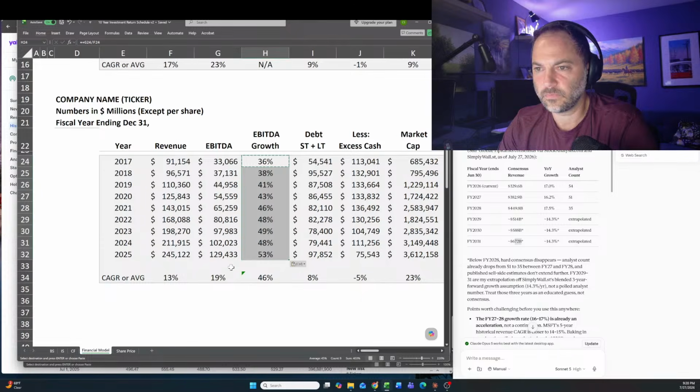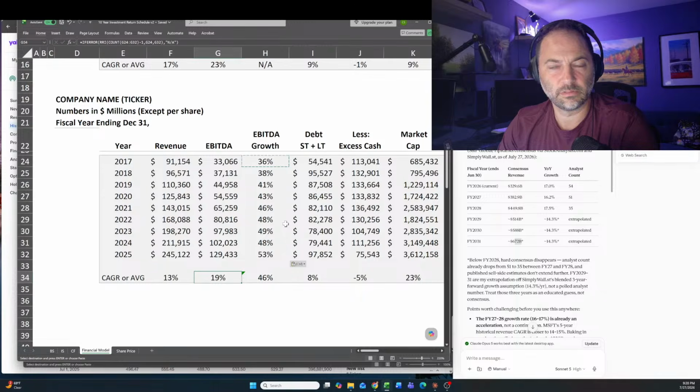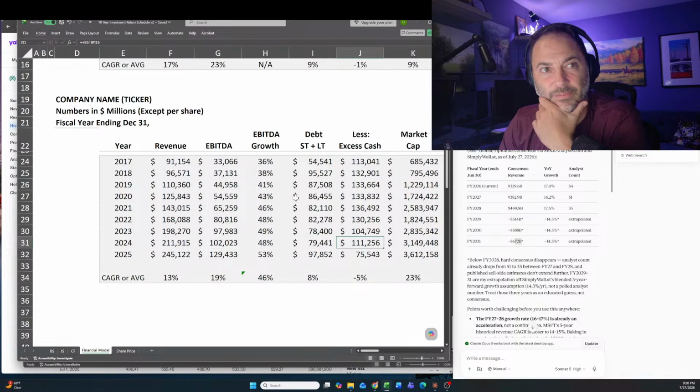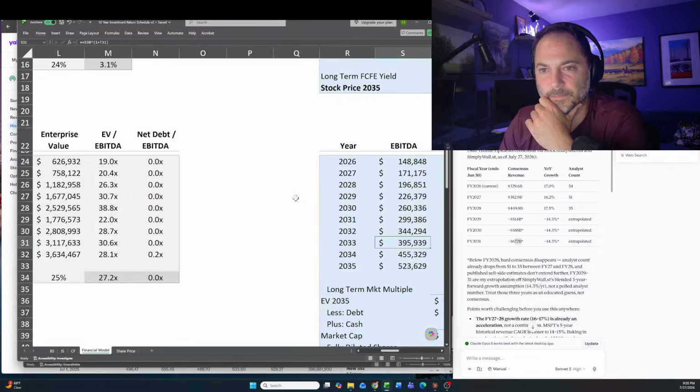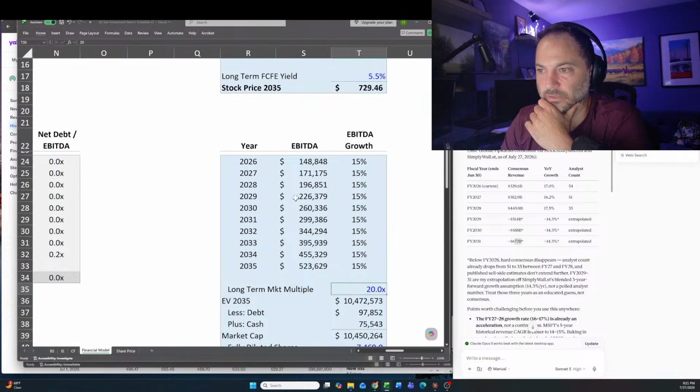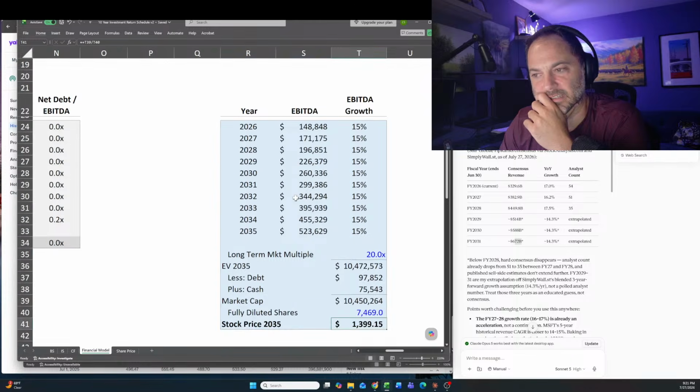So let's keep the growth rate of EBITDA less than the historical number of 19%, which we're doing at 15%. At 15%, you get to $500 billion of earnings in 2035. If I applied a 20x multiple on this earnings, oh God, you get a $10 trillion company. And that's $1,400 a share.